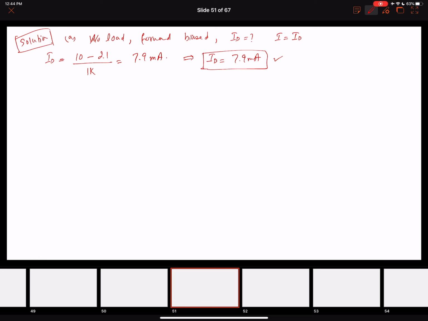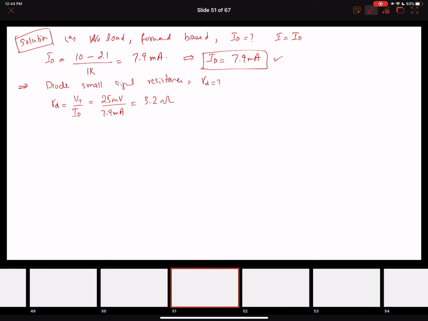So once we find this value, the next thing that we need to do is find the incremental resistance, the diode small signal resistance. So let's find the value of RD. We know that RD equals VT over ID. So 25 millivolts over 7.9 milliamperes. It comes out to be 3.2 ohms.